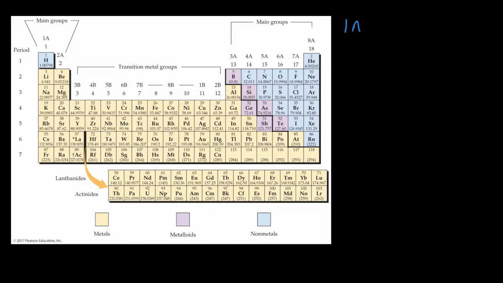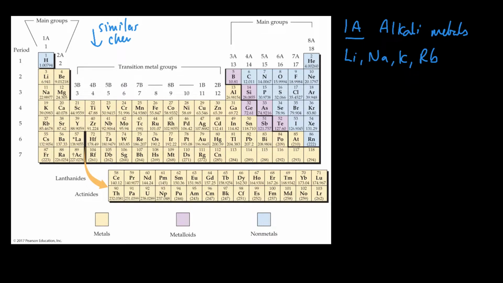If we look at group 1A, what we find is that all the elements behave very similarly to each other. So lithium, sodium, potassium, rubidium, all of these are referred to as the alkali metals. And what we find is that in general, the groups have similar properties. So the groups have similar chemical properties.